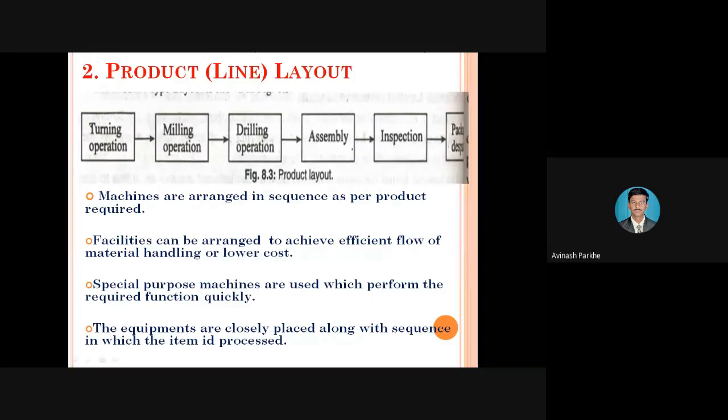Now in today's lecture, we will discuss the second type of layout, which is called a product layout. Okay, and it is also called a line layout. This product layout or line layout is mostly used for mass production. That means if you have to manufacture a similar type of product in mass quantity, at that time we use this product layout in the industry. It is also called a line layout.